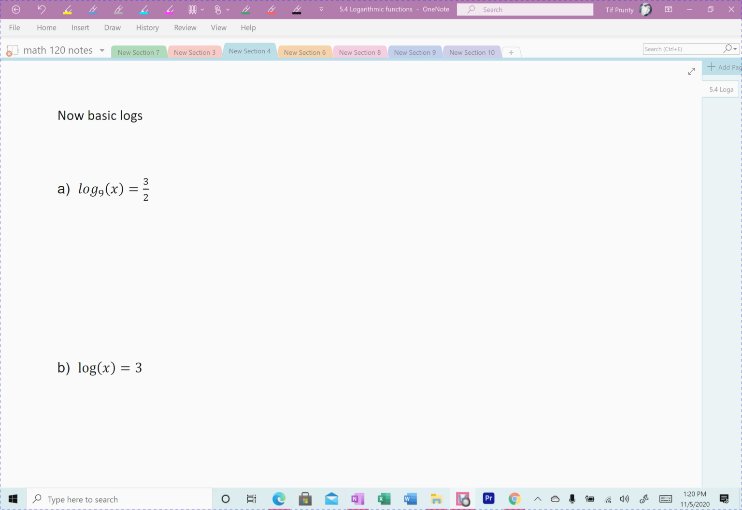And for most of these, I think all but one of them start out that way. And then we use our inverse property. Alright, so we've got our first one here, which is log base 9 of x equals 3 halves.